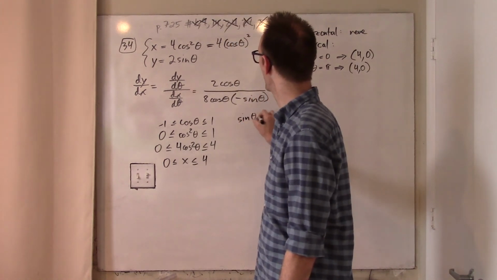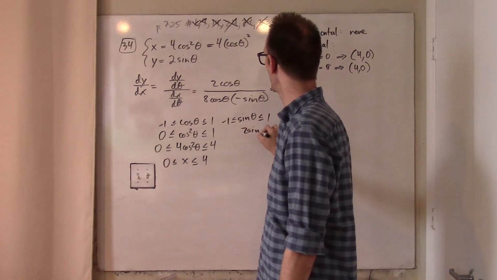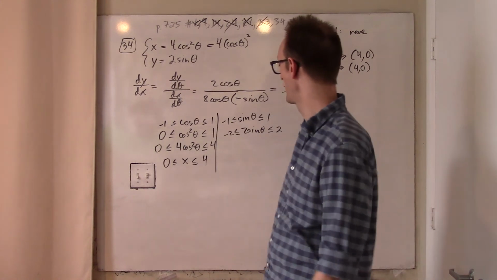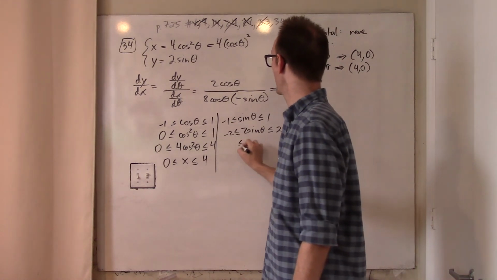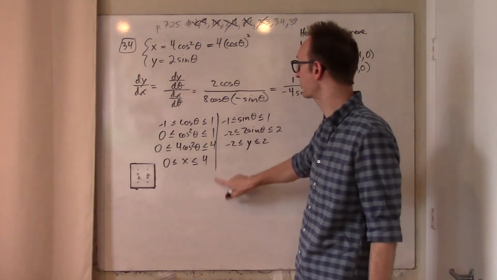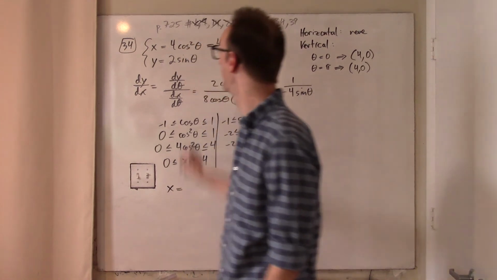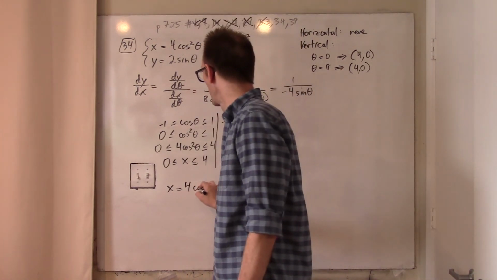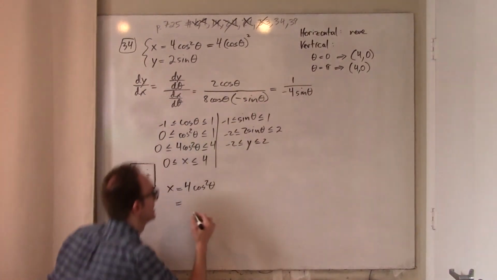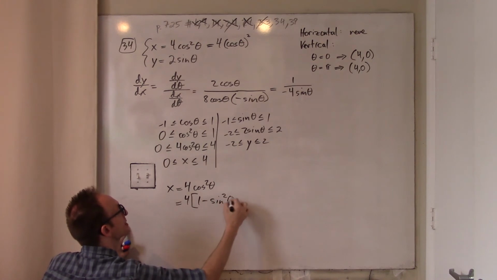Also, sine θ is between negative 1 and 1. 2 sine θ is going to be between negative 2 and 2. And thus, y is going to be between negative 2 and 2. Can I easily eliminate the parameter here? Yes, I can, because I'm sort of experienced with this. I know that if I take x equals 4 cosine squared θ, I want to replace cosine squared θ with 1 minus sine squared θ.